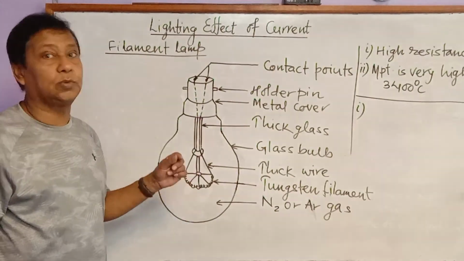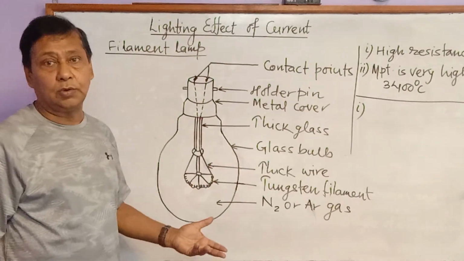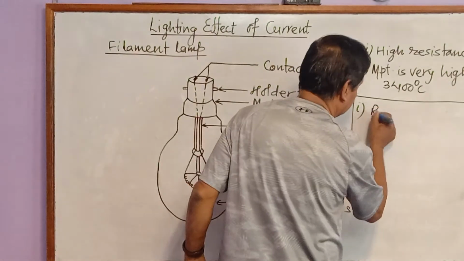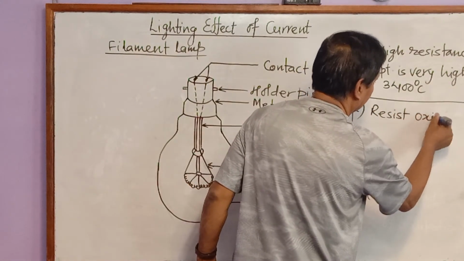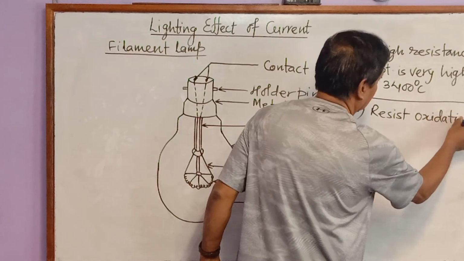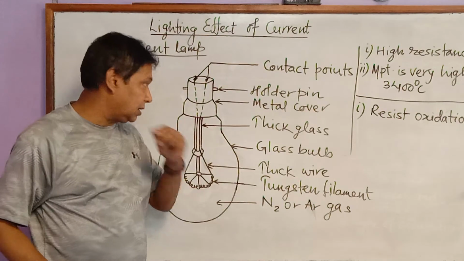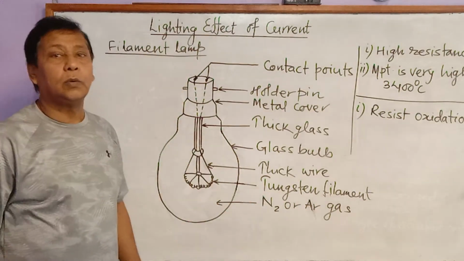Otherwise, tungsten reacts with oxygen to form tungsten oxide and becomes thinner and thinner. Within a few days, it will break. So, to resist oxidation, nitrogen or argon gas is used. Now, what is the next reason?